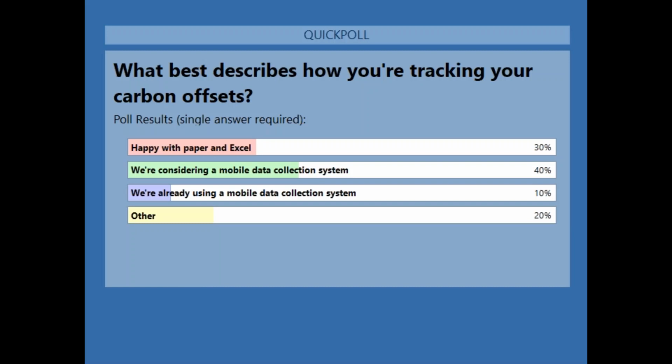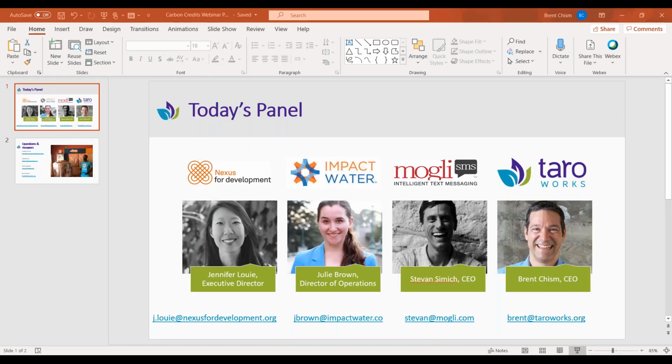Yeah, it's interesting from the poll results here. We see a mix of organizations using pencil and paper, maybe a few already using mobile data collection, a few thinking of getting started. Julie, I know that ImpactWater uses TaroWorks, obviously, but you have a sister company that uses, I think, pen and paper, you told me. So can you maybe talk about the factors that have gone into the decisions at those different types of programs as to whether or not it makes sense to use just a mobile collection tool as opposed to just pen and paper? Yeah, happy to.